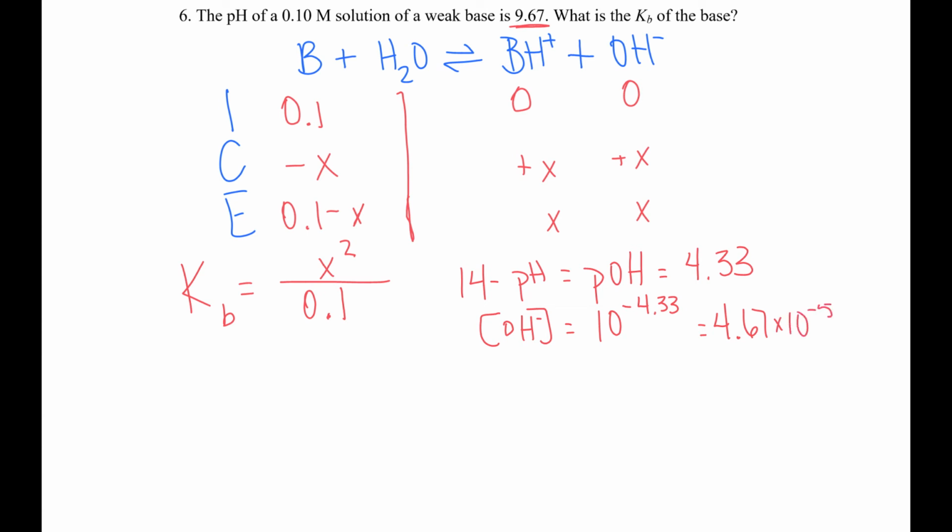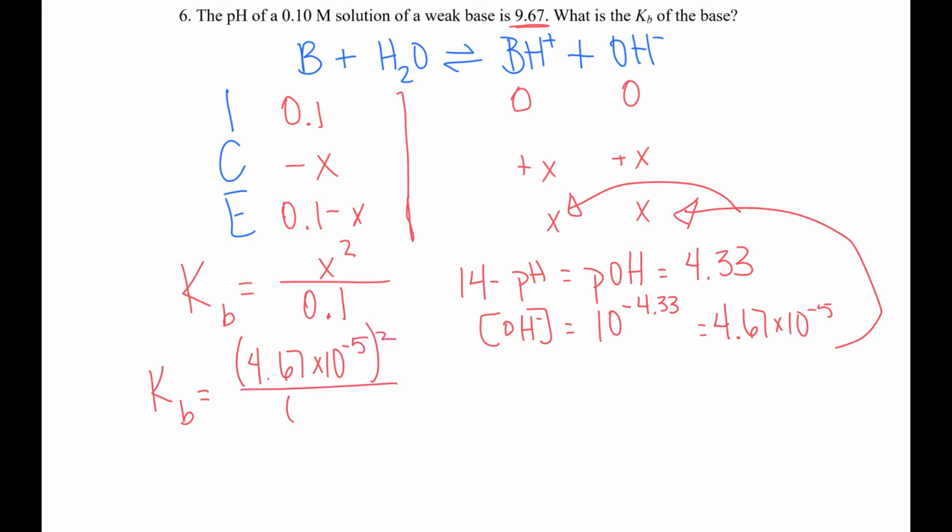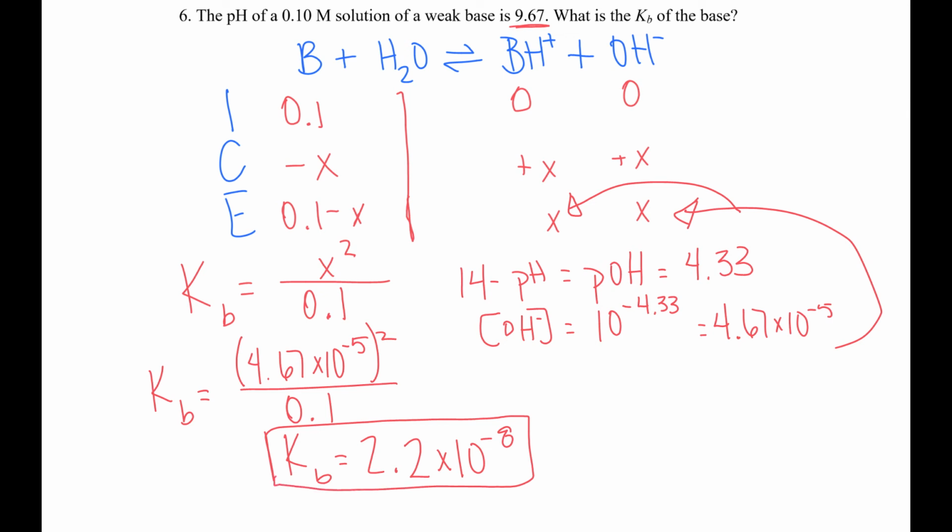And since this is our OH concentration, this is one of these x's, but it is also the other x because they're the exact same thing. So my Kb equals 4.67 times 10 to the negative 5 squared divided by 0.1. When I do these calculations, I have Kb equaling 2.2 times 10 to the negative 8. We only have 2 sig figs. Please note there's only 2 sig figs. That's because at the top the 0.10 only has 2. Remember, Kb does not have any units. None of the equilibrium constants do.